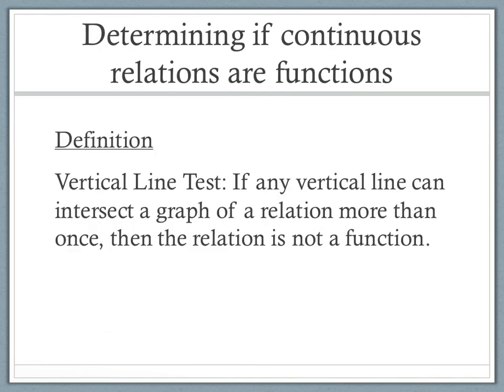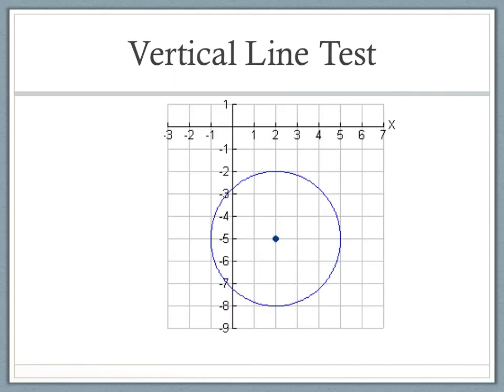All right, so to determine if a graph is a function, there's kind of a shortcut or a quick way to do it. It's called the vertical line test. If a vertical line, an up and down line, crosses a graph more than once, so 2 or more times, it is not a function. It fails the vertical line test. So let's take a look at this next one.